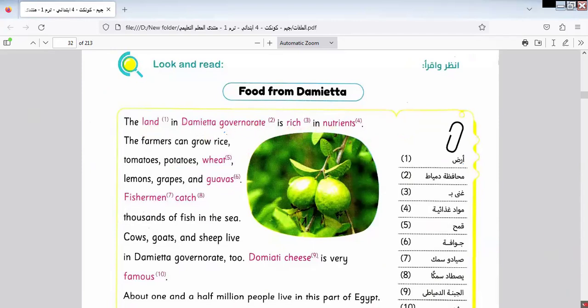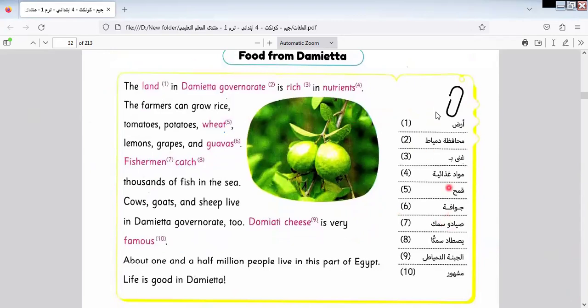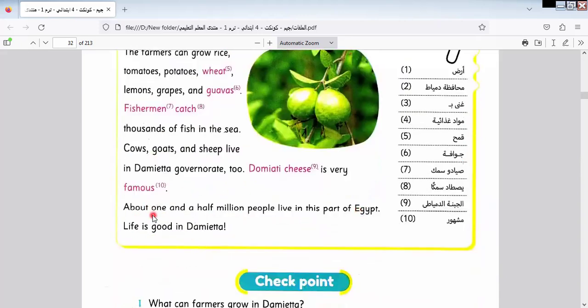Land. So this vocab is important and is written here in Arabic, to know every word. The farmers can grow rice, tomatoes, potatoes, wheat, lemons, grapes, and guavas. Fishermen catch thousands of fish in the sea. Cows, goats, and sheep live in Domyat Governorate too. Domyati cheese is very famous, and 1.5 million people live in this part of Egypt. Life is good in Domyat.